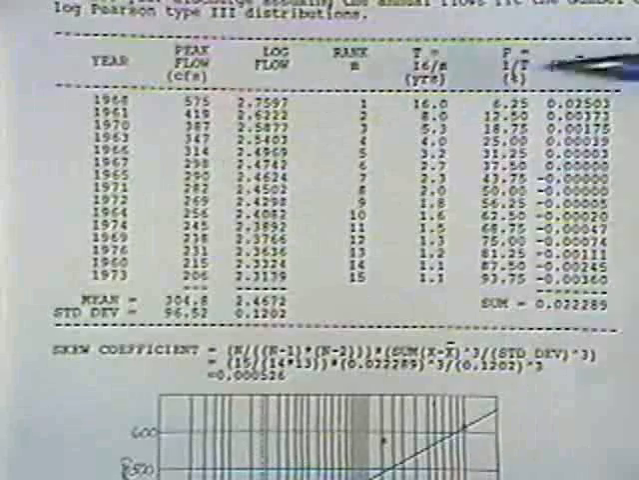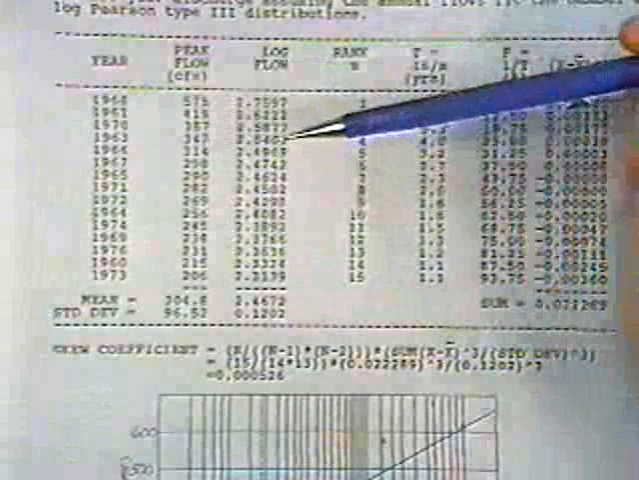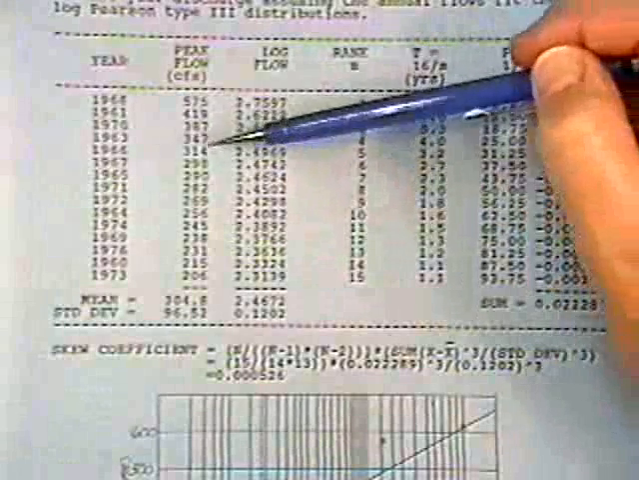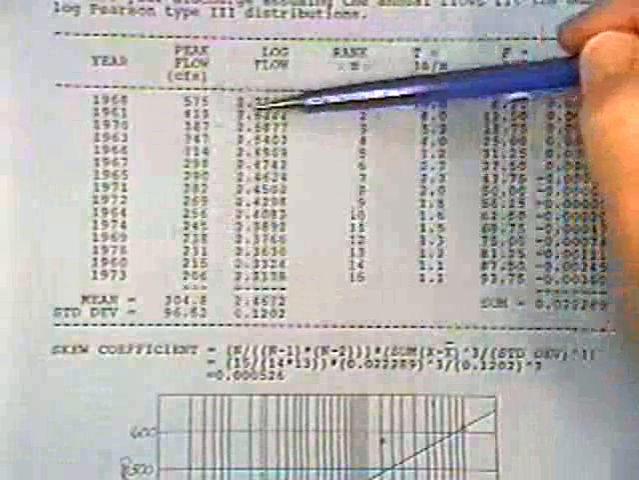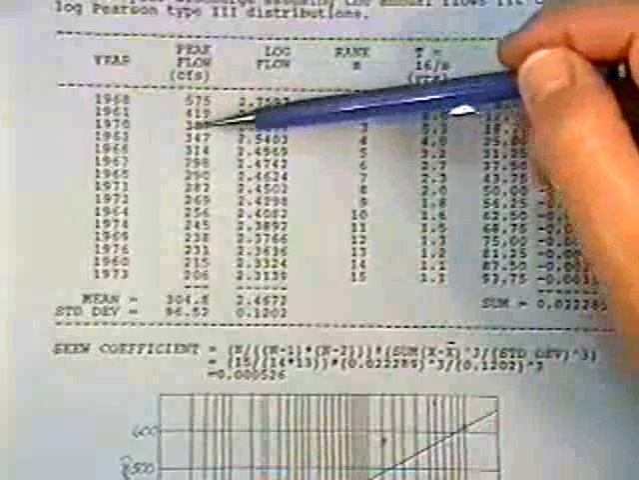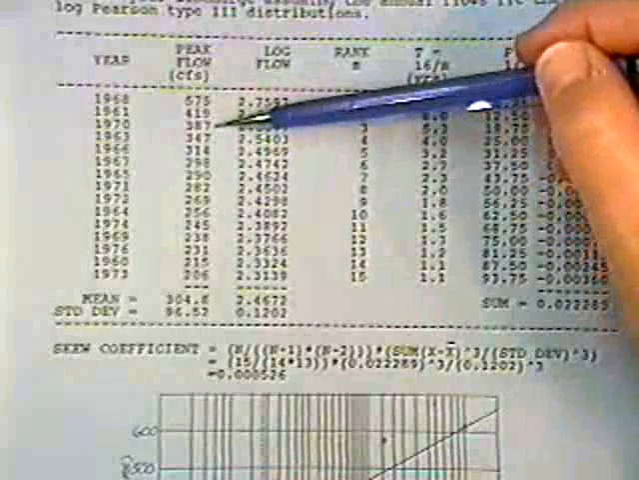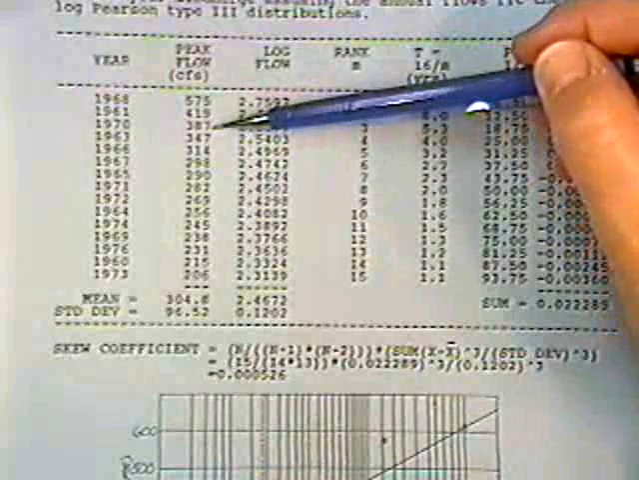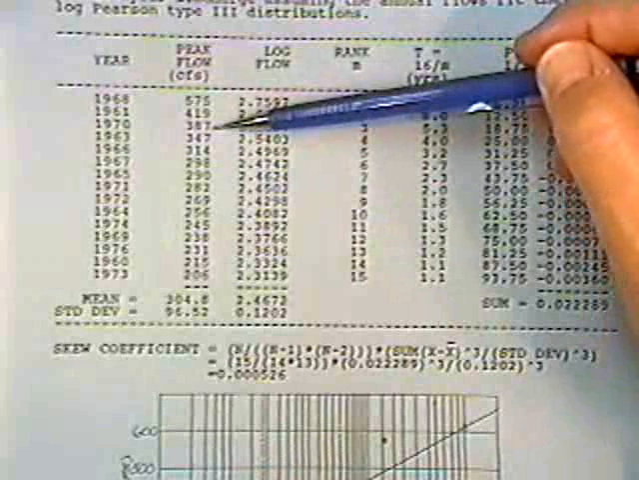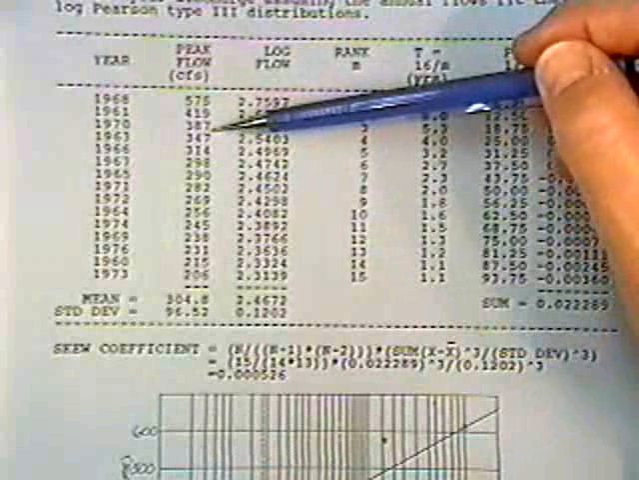Well, if you just looked at those numbers and forgot everything that I've said and forgot everything you've seen in the notes other than just this column of numbers, and I picked out a number and said, this number, 387, what's the probability in any given year that the peak discharge will equal or exceed 387? What would be just sort of a logical answer to that?